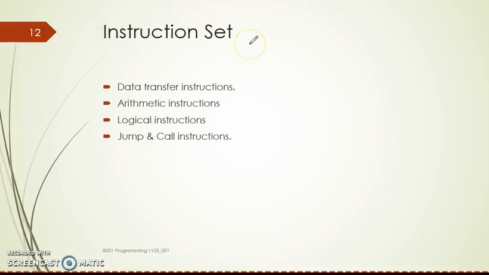The entire instruction set of 8051 can be categorized into four categories: data transfer instructions, arithmetic instructions, logical instructions, and jump and call instructions. Data transfer instructions are mainly used for transferring data from memory to register, from register to memory, or between registers. Arithmetic instructions include addition, subtraction, multiplication, and division. Logical instructions include bitwise as well as bytewise logical AND, OR, XOR, then complementing and clearing. Jump and call instructions include conditional and unconditional jumps, call instructions for calling subroutines and returning from subroutines, and also returning from interrupt service routines.